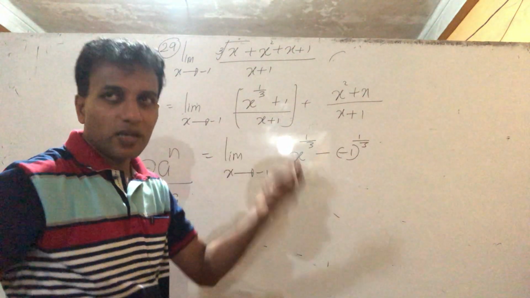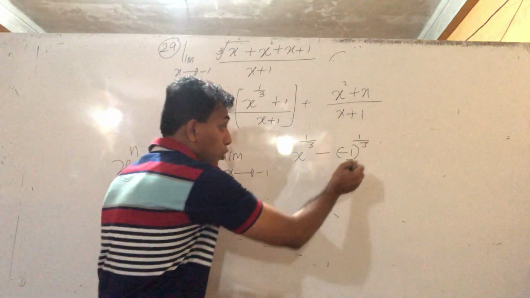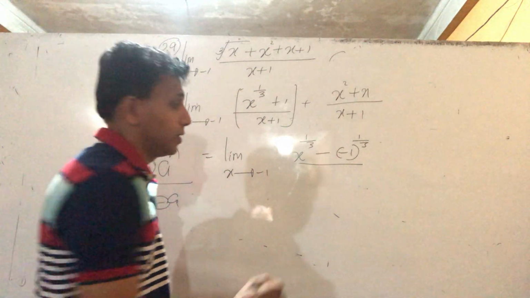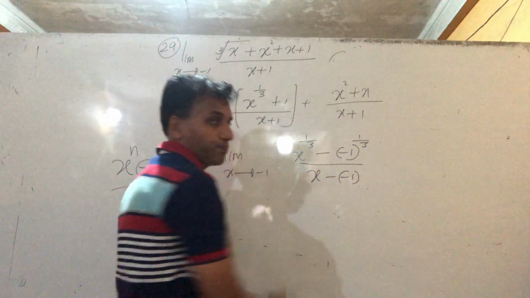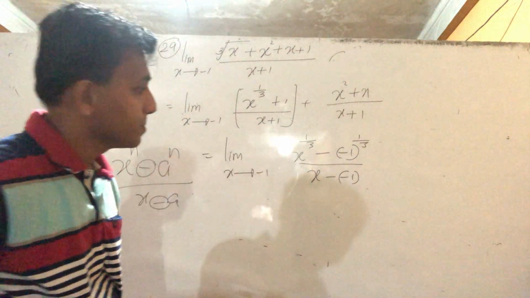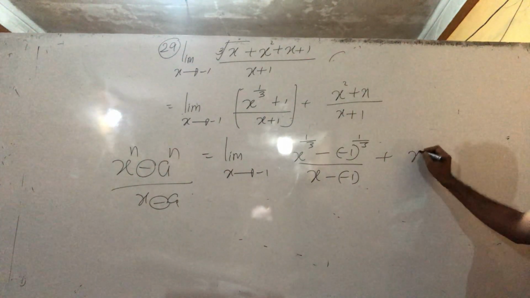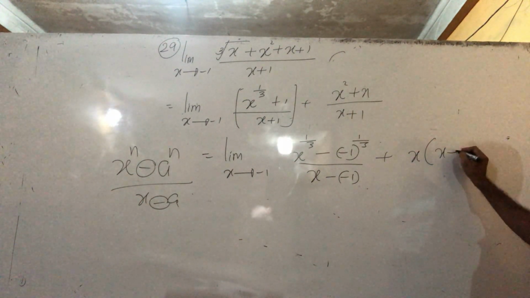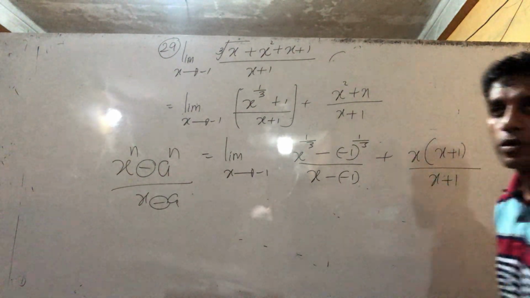Minus 1 to the power of a number or fraction, the answer is -1. Then below, without the power, x minus minus 1, that's plus 1 actually. And here what happened? Take the x out, then x plus 1 over x plus 1, right?